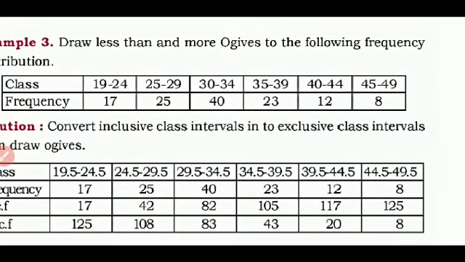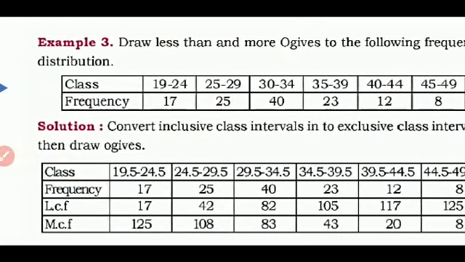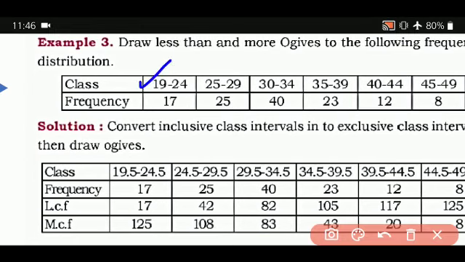Draw less than and more than ogives to the following frequency distribution. Now in this particular example, you please check the class intervals. It is inclusive. So for graphs, inclusive class interval is not suitable. You are going to convert it into exclusive. That becomes 19.5 to 24.5, 24.5 to 29.5, and so on till 49.5 as the class limits.